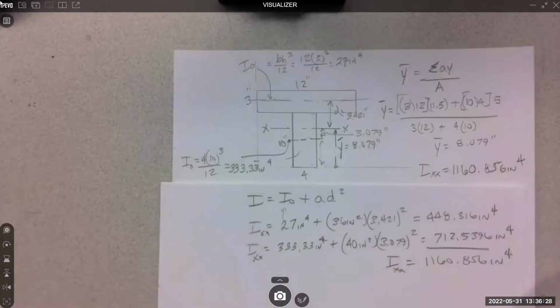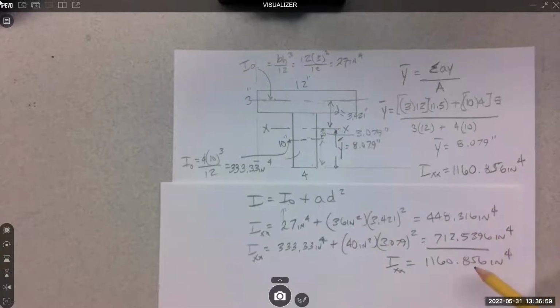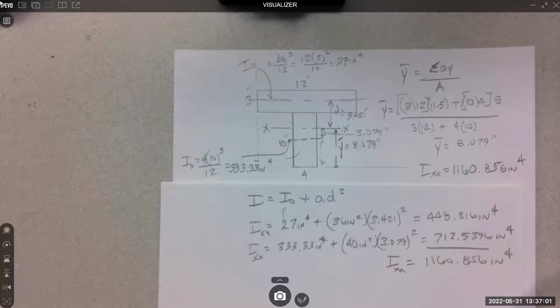So kind of review that process. When you're doing inertia, you find those individual inertias first, and then you have to transfer them to the neutral axis if they're not already there. Sometimes one will be there and you have to transfer the other, that kind of thing can happen. But in this case, we had to transfer both of them. Once they're there, then you can add them to get the combined inertia.